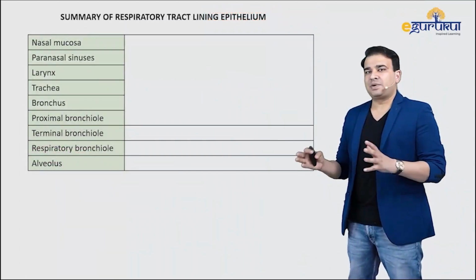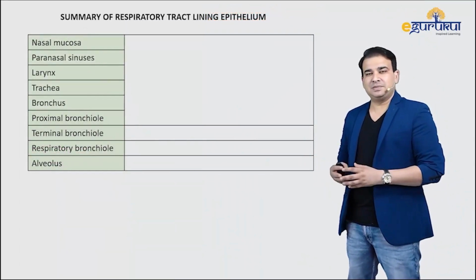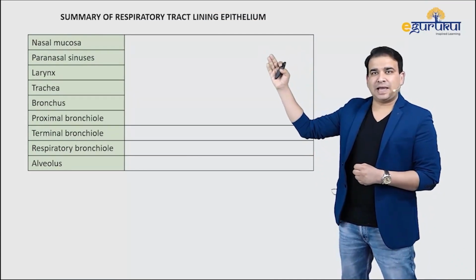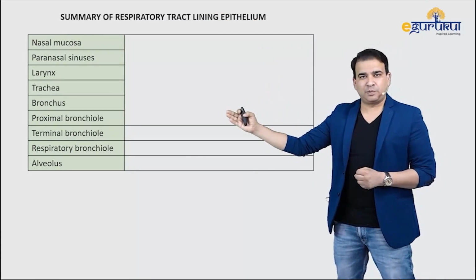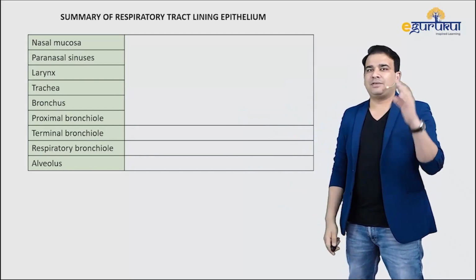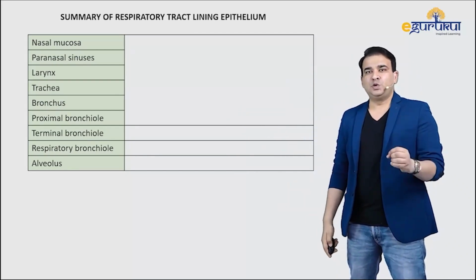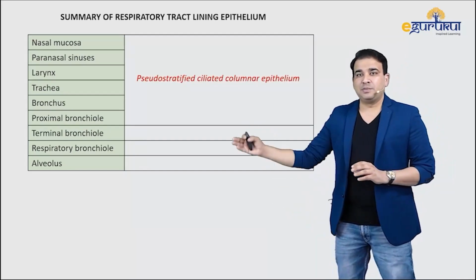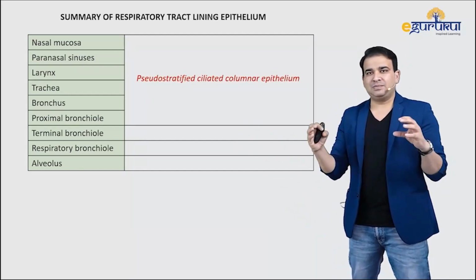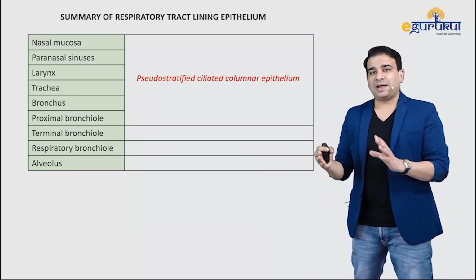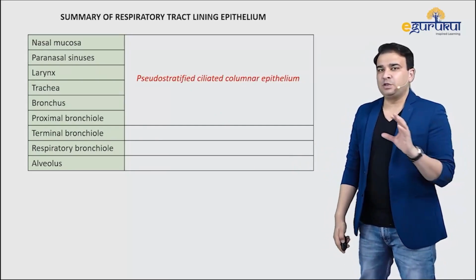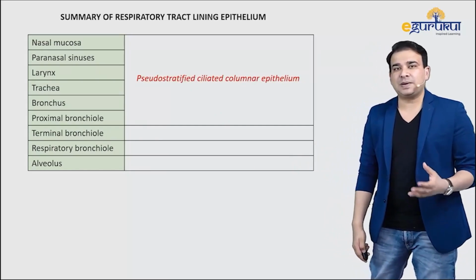So let us finally summarize the lining epithelium of the respiratory system. As we said, starting from the nasal mucosa and all the way till the proximal part of the bronchiole, the large bronchiole, we have the same epithelium, that is the pseudo-stratified ciliated columnar epithelium. In case of terminal bronchiole, we said those epithelium do not have a goblet cell, and the lining epithelium is more of a cuboidal. It's a ciliated cuboidal epithelium with no goblet cell. The goblet cells are replaced by the Clara cells.